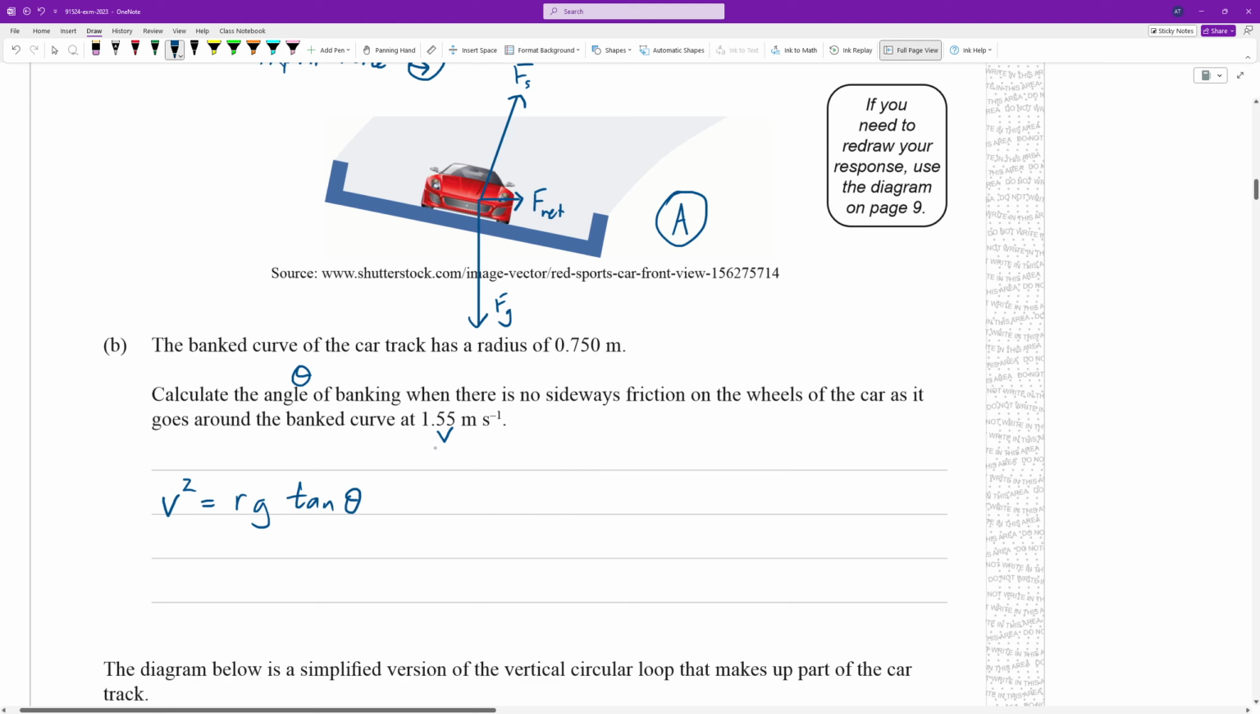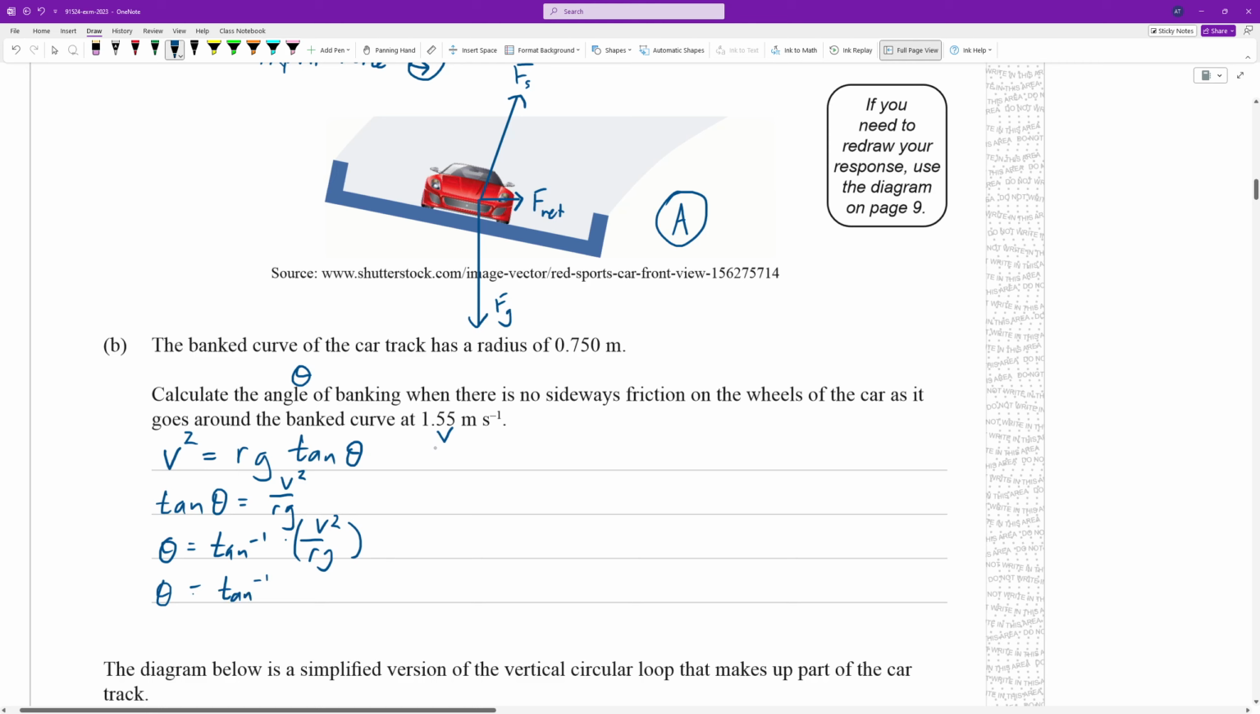Cool. So this equation relates the speed, radius, gravity, and bank angle. We are trying to solve for the bank angle, so tan theta. So let's divide by radius times gravity, v squared over radius times gravity, and then the angle would be the tan inverse of v squared over radius times gravity.